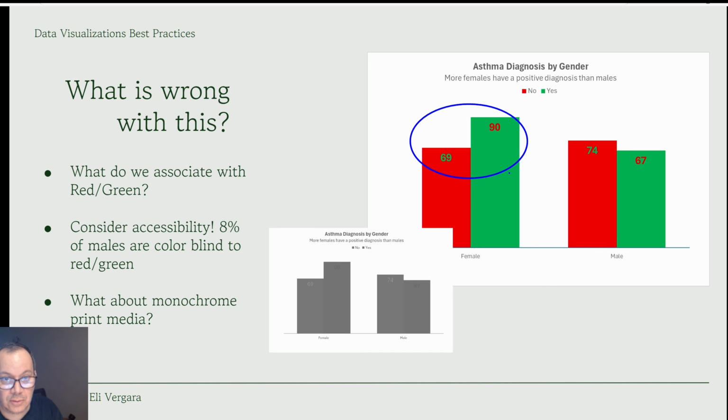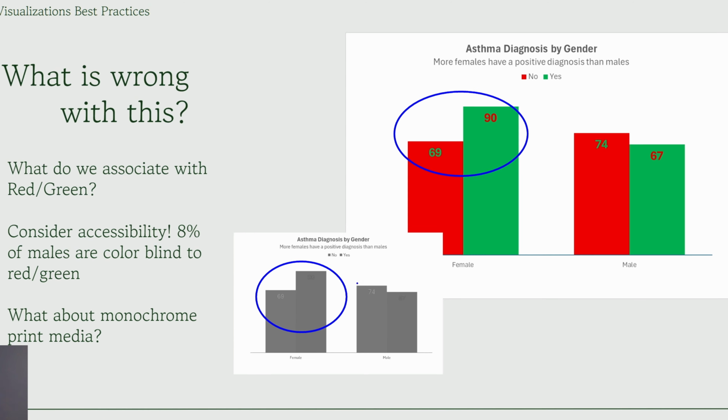So you need to take into account the fact that there are people that are blind to the difference between these two colors. Accessibility is important when you're designing data visualization. What about monochrome print media? What if somebody took a picture of this slide on your screen and decided to print it into tomorrow's newspaper? And they have breaking news, more females have a positive diagnosis than males. And then when they go print it, they run into this situation right here.